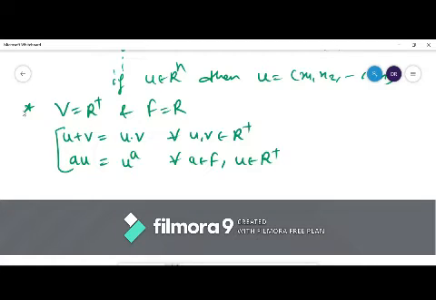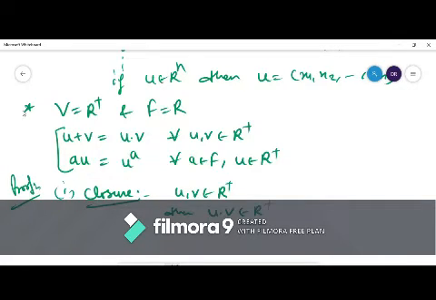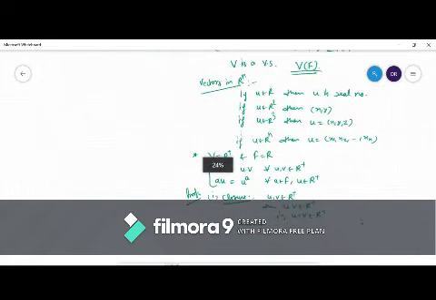We can easily prove this. First, closure property. Closure with respect to addition. U and V belongs to R plus, that is U and V are positive real numbers. Then U into V also belongs to R plus, that is U plus V belongs to R plus. So addition is closed.